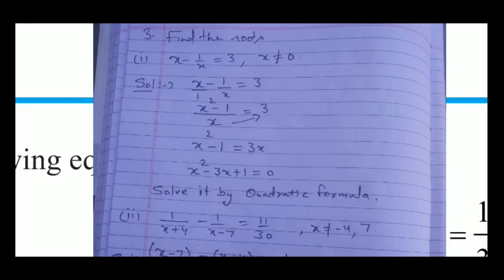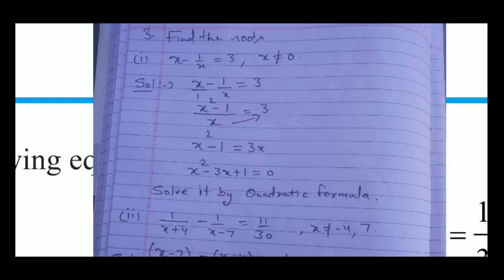Now students, we are going to start question third. In question third, again we will find the roots of the following equation, and our given statement is x minus 1 upon x equals 3, where x is not equal to 0. In this question, firstly we will solve its left hand side. In the left hand side you can see there is a rational number, that is 1 upon x, and we will solve it by taking the LCM, and after the LCM we will get x square minus 1 upon x equals 3.